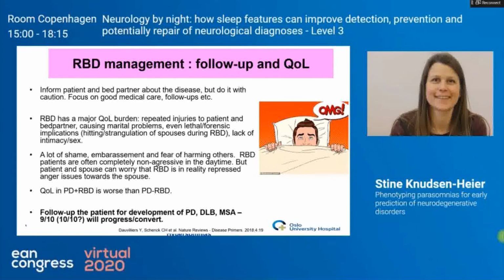And both the patient and the spouse can worry that RBD may be repressed anger issues toward the spouse that comes out during the sleep, which is of course not the case, but they can worry. So the quality of life is lower in patients with RBD, also in synucleinopathies, compared to those without. And then, of course, you also have to follow the patient up, because unfortunately the disease will progress.